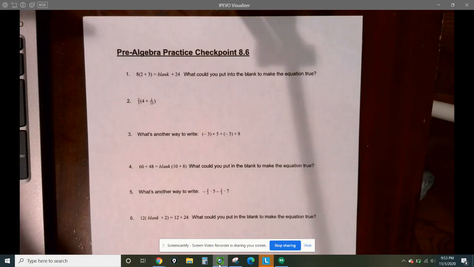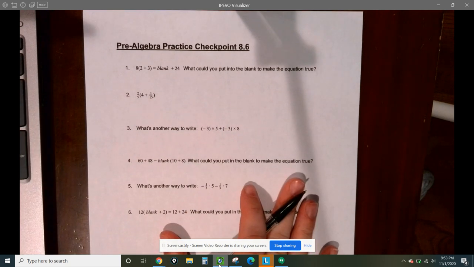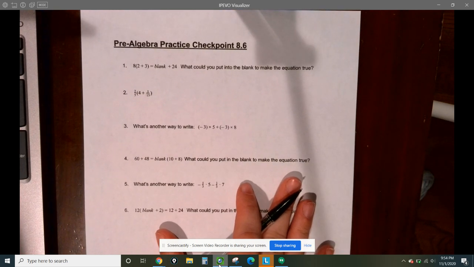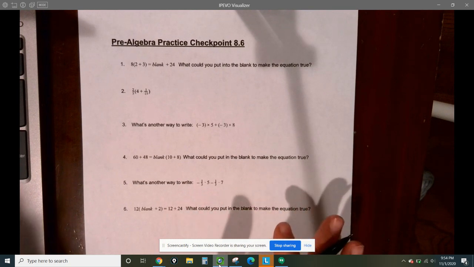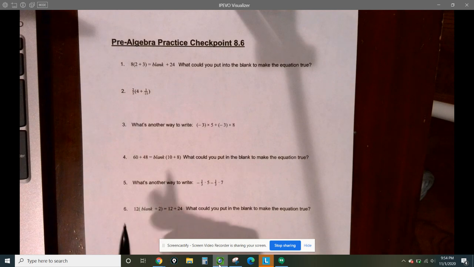Math students, this video is to help you with your checkpoint that's coming up, 8.6. So you can print out this paper and fill it in as we go. You can also do it on your own paper, or you can do it electronically. But make sure you do these and then use them as your notes when you take your checkpoint right after this video. Okay, so this lesson was all about the distributive property. So that's what all these questions are going to go over.